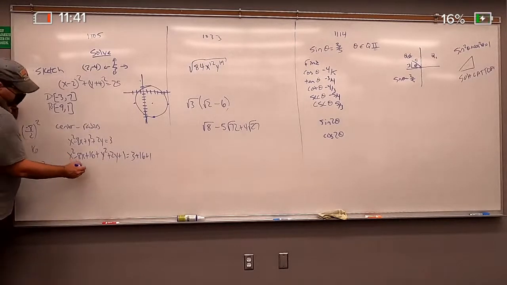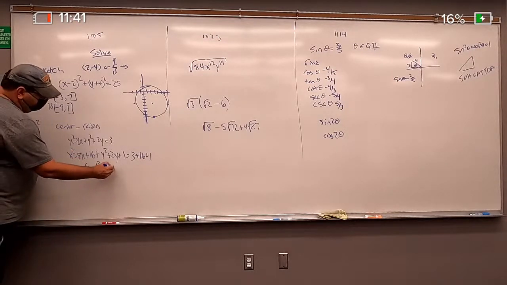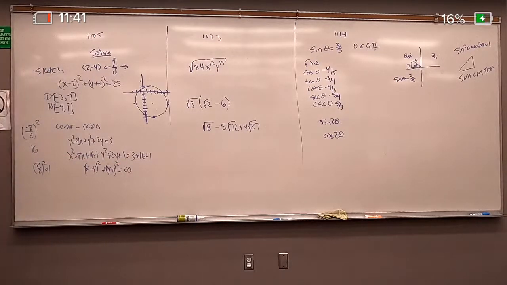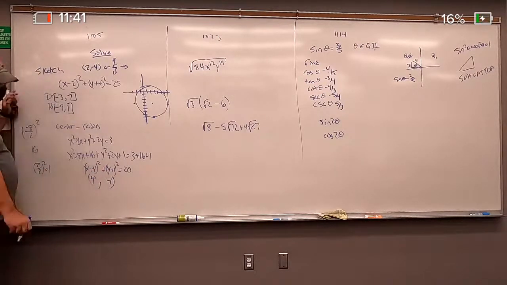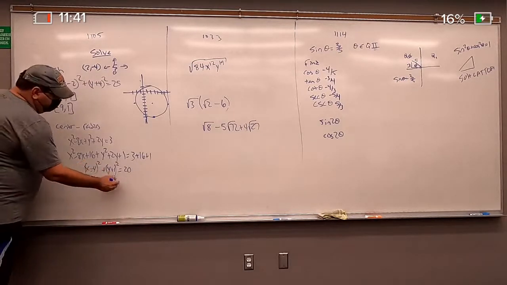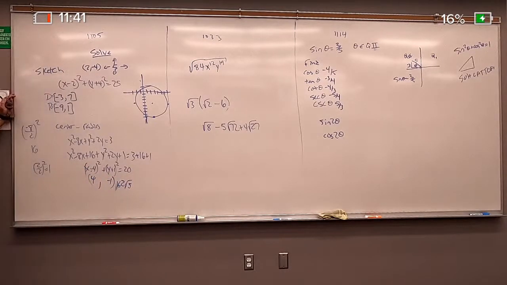So this factors to x minus 4 squared. This factors to y plus 1 squared. And that's equal to 20, yeah? We have 4, negative 1, that's our center. Our radius is the square root of 20, which is 2 square roots of 5. Okay, yeah, I got that. Alright, you good on that? I think so, yeah.